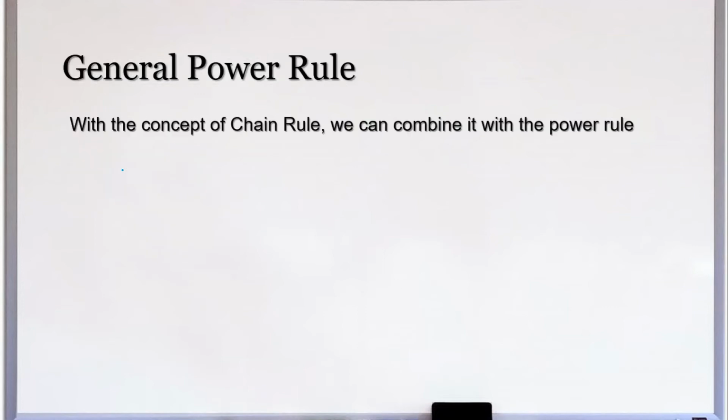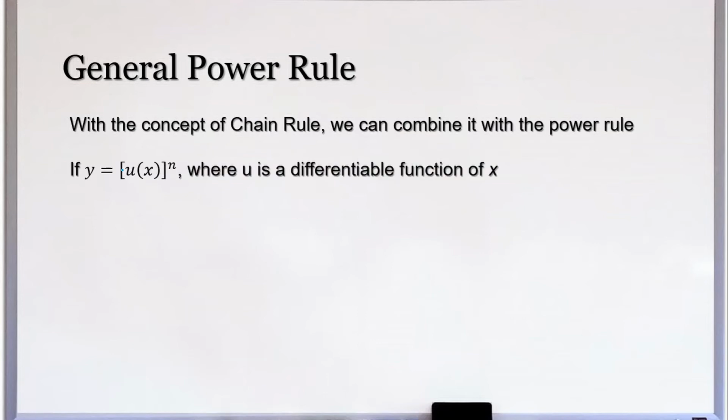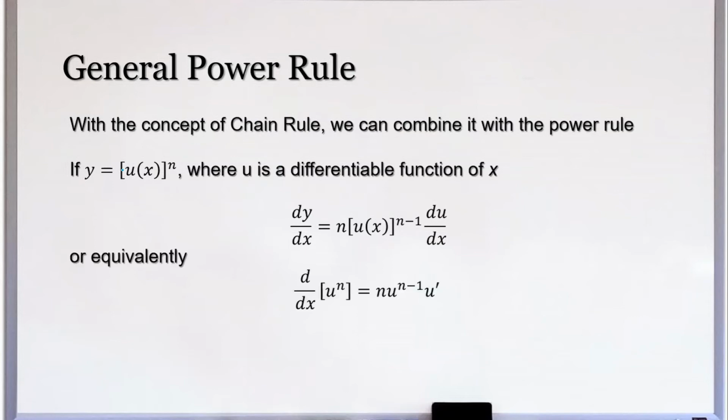With the concept of chain rule, when we combine it with the power rule, if y equals u(x) to the power n, where u is a function of x, then dy/dx equals n times u(x) to the power n minus 1 times du/dx, or equivalently, the derivative of u to the power n equals n times u to the power n minus 1 times u prime. So this is the general power rule. This general power rule is a special case of the chain rule, and is very useful when we want to prove other formulas and also for the application of differentiation.